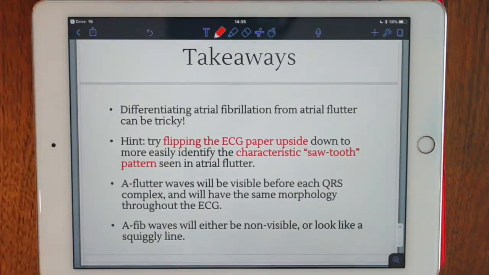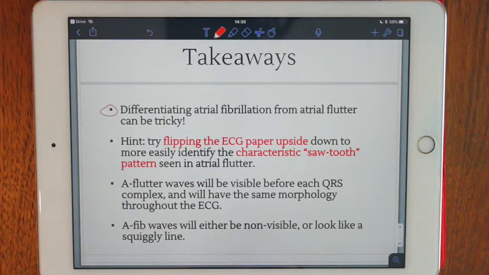So, takeaways for A flutter. It's very important not to mix up A flutter with atrial fibrillation. Check out our atrial fibrillation video for more detailed teaching on that. Hints for interpretation. Try flipping the ECG paper upside down. It'll be much easier to see that classic sawtooth pattern of A flutter.